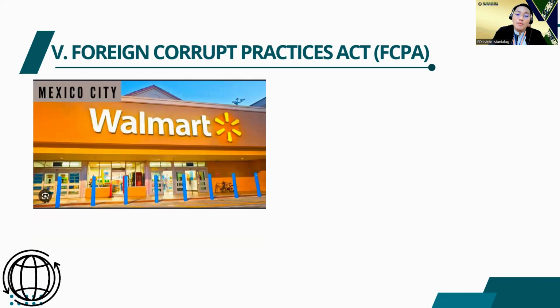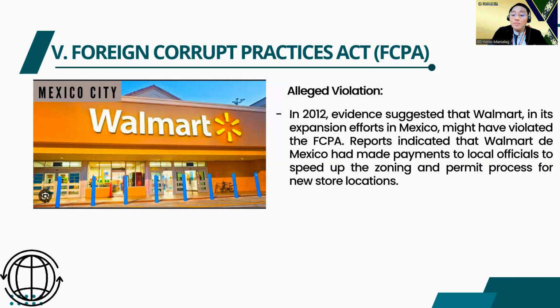One of the examples is Walmart in Mexico. The alleged violations are these. In 2012, evidence suggested that Walmart, in its expansion effort in Mexico, might have violated the FCPA. Reports indicated that Walmart de Mexico had made payments to local officials to speed up the zoning and permit process of the new store locations. This case brought to light the challenges multinational corporations face in adhering to the FCPA while operating in environments with differing economic norms.